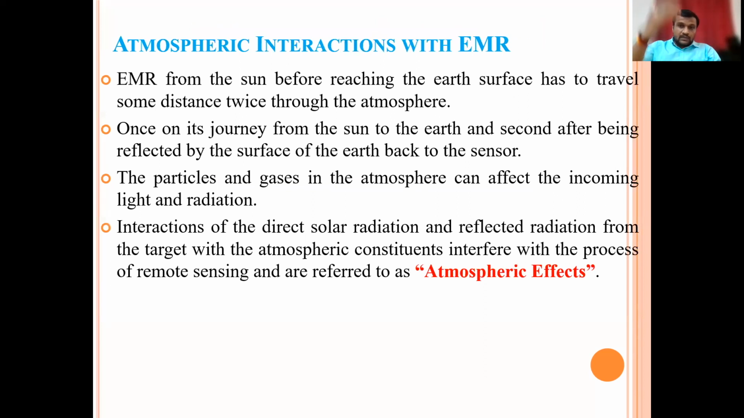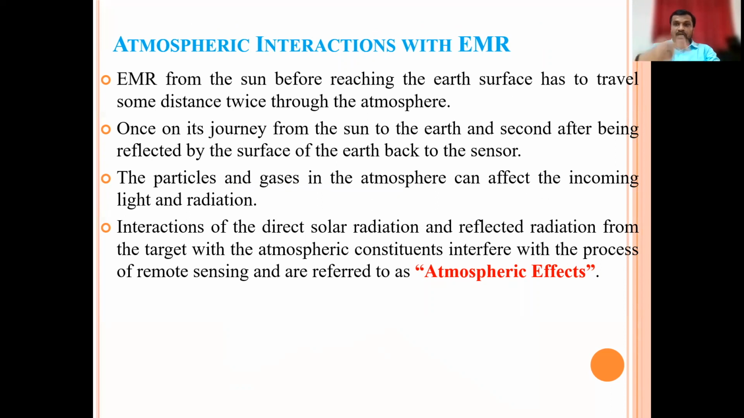Now, when the electromagnetic radiation starts traveling from the sun towards the earth, it has to pass through the atmosphere. It interacts with the atmospheric gases and atmospheric particles. Whatever electromagnetic radiation is coming from the sun, before reaching the earth's surface, it has to travel some distance through the atmosphere.